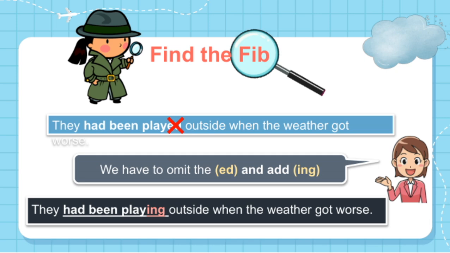So, in essence, this slide emphasizes the importance of correctly forming the past perfect continuous tense by using been plus the verb with ing, and recognizing common mistakes like using the wrong verb form. Keep an eye out for these errors, and you'll improve your understanding of tense consistency in English.